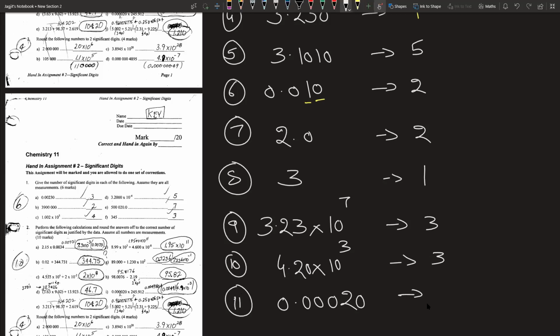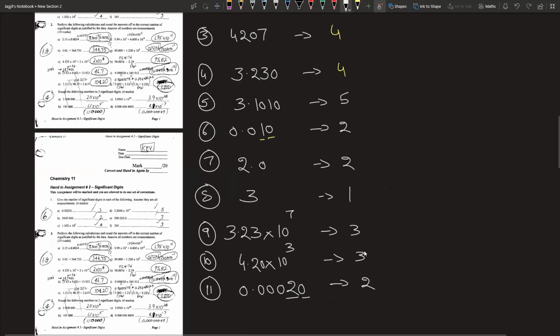How many sig figs are there, folks? Tell me. 2. Excellent. These zeros after the decimal are not going to count. Why? Because there's no non-zero number in front. So the only sig figs are this and this. This 0 counts because it has the 2 in front. So you have 2 sig figs. You need to know that, folks.